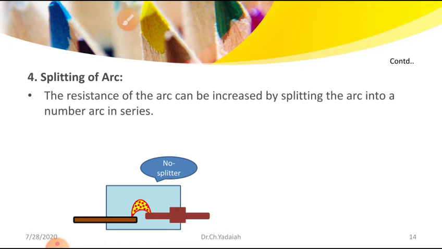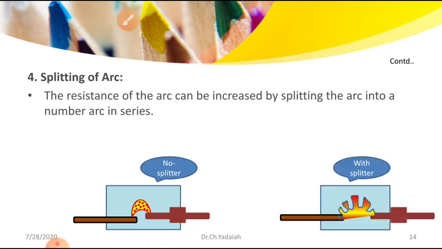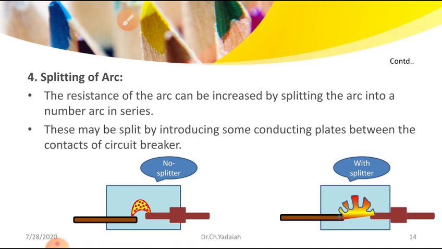As we know, the resistance of the arc can be increased by splitting the arc into a number of arcs in series. So they are connected in series one by one. That can be done, as you can see here, by introducing some connecting plates between the contacts of the circuit breakers, just like in MCBs. By splitting, what is happening? The arc is split into a number of arcs in series. This one arc, this one arc, this one arc. So it becomes a split arc.